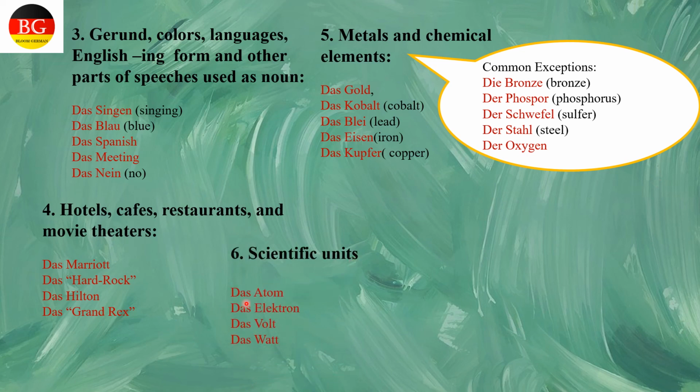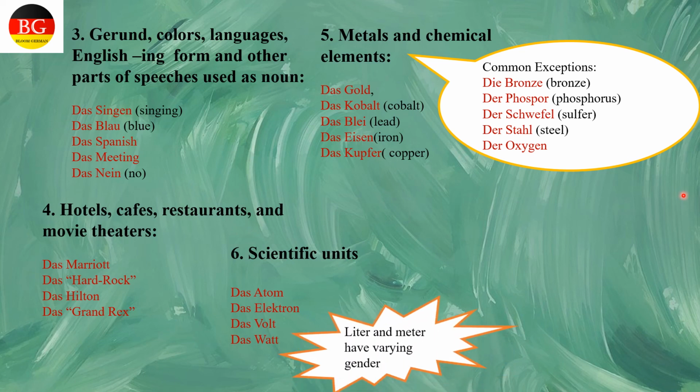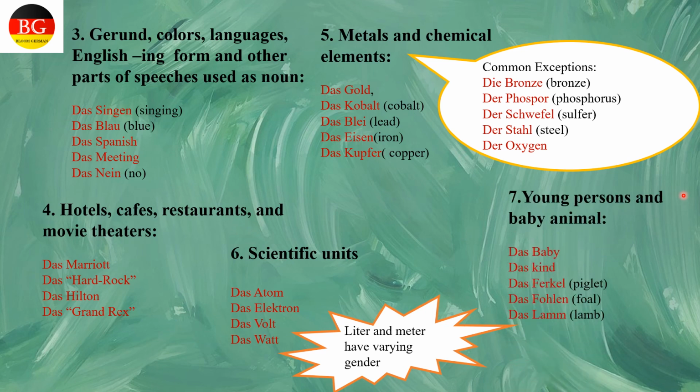Scientific units such as das Atom, das Elektron, das Volt, das Watt. Common exception: liter and meter have varying gender. Young persons and baby animals, das Baby, das Kind, das Ferkel, das Fohlen, das Lamm. Alle sind neutral in form.